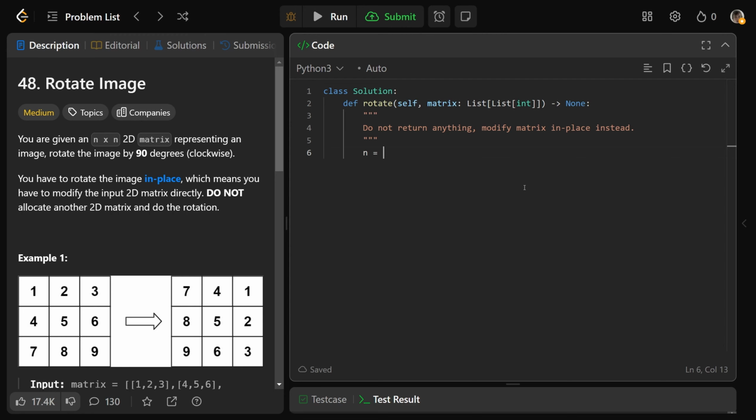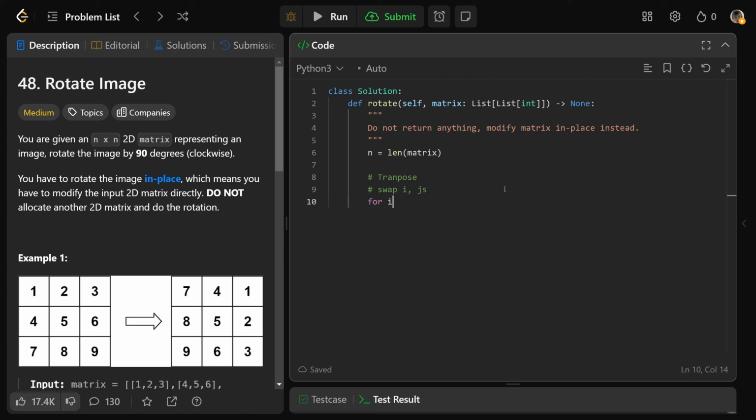Okay, so of course you'd want n is equal to the length of the matrix, and then we'll first worry about the transpose operation. So you'd want to swap all the different i, j's. So you'd want to look at all possible pairs of indices i and j. We do that with for i in the range of n, and for j in the range of i plus 1 up until n. So matrix at i at j, and matrix at j at i, that is just going to be their opposite.